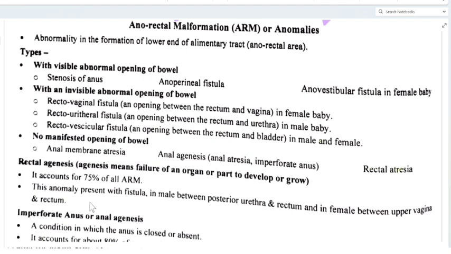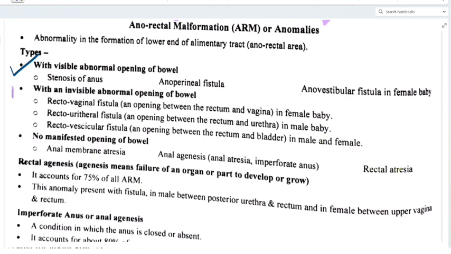Now coming to types. What are the types now? With visible abnormal opening of bowel, that is stenosis of anus, anoperineal fistula, anovestibular fistula in female baby. So these all are the types. First one, okay.